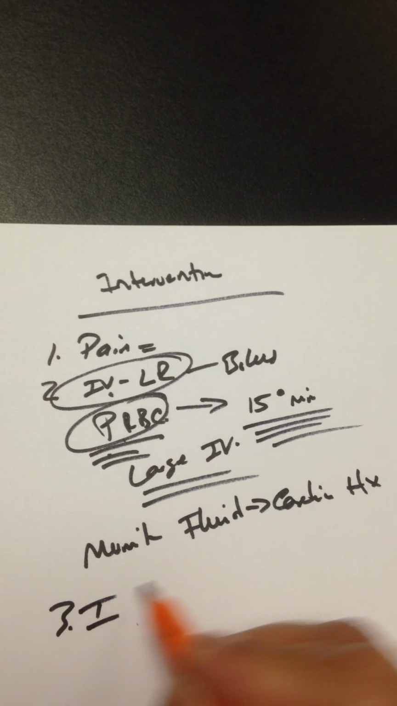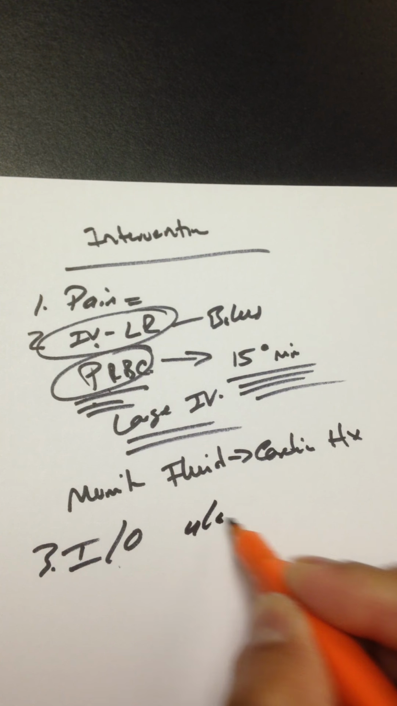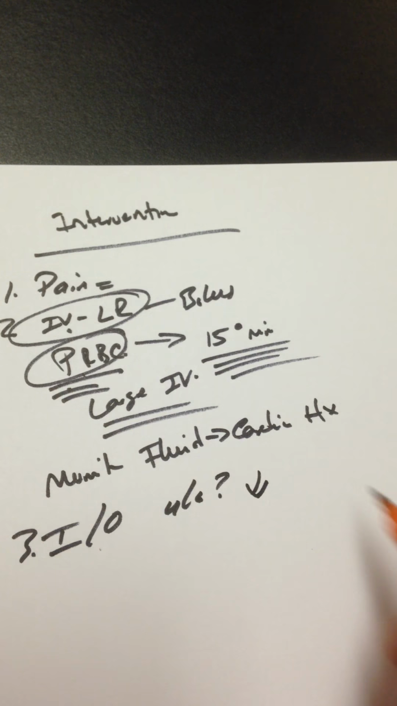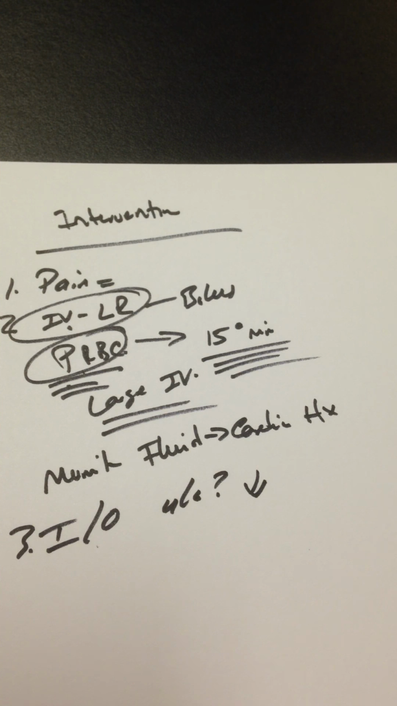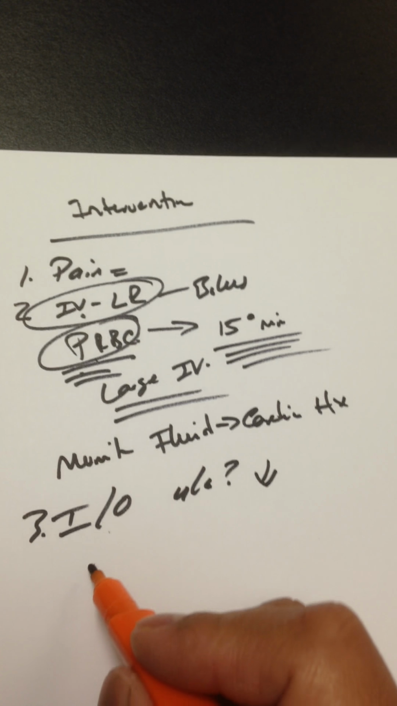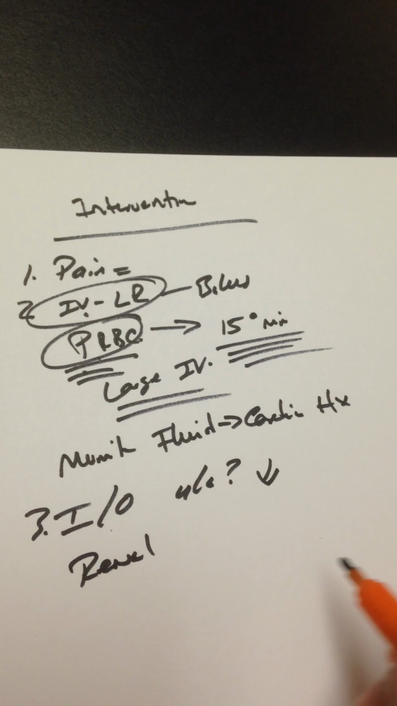Along with this, you're going to monitor their I&O. What's their urine output? If their urine output is decreasing, they're not having very much urine production, well, this could mean that maybe some type of renal ischemia, renal failure is occurring.